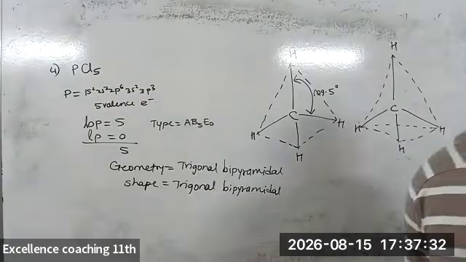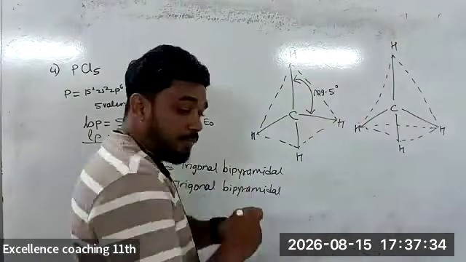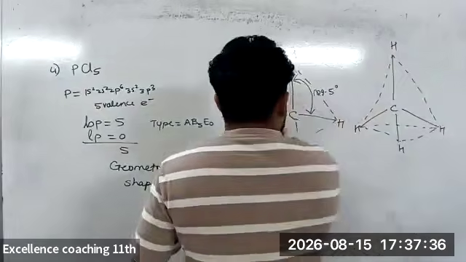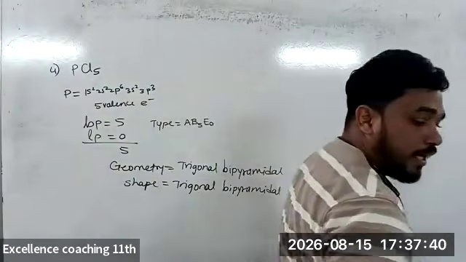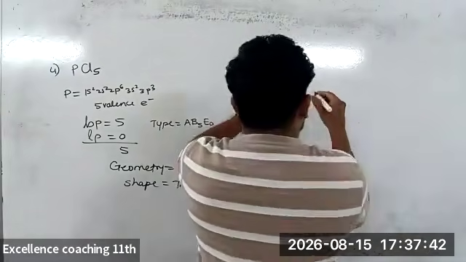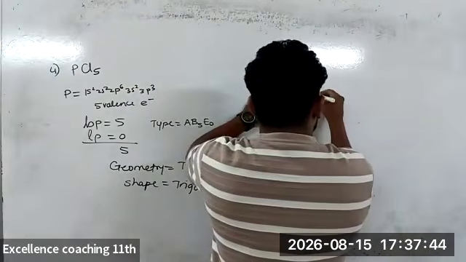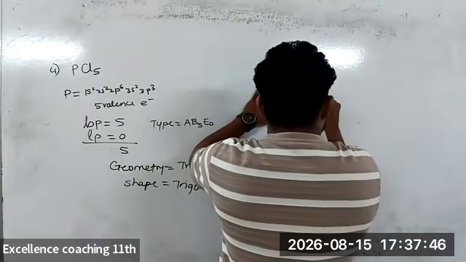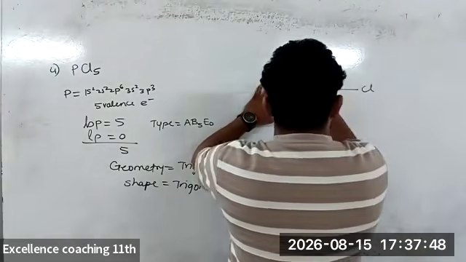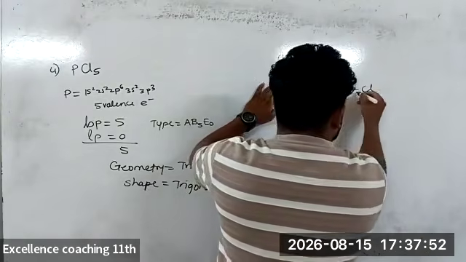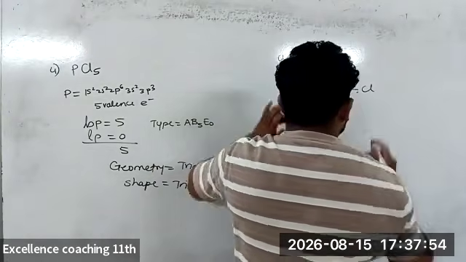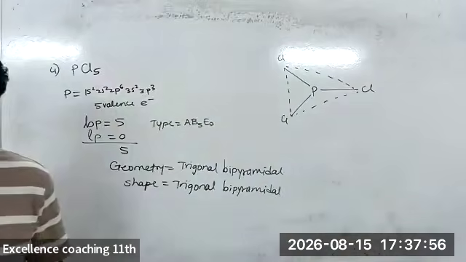Okay, how do we have to draw it? We make a lot of mistakes while drawing also. In the exam, geometry and shape. So phosphorus. First I will draw this trigonal part. 1 chlorine, 2 chlorine, 3 chlorine. I will join them. This is the trigonal part.